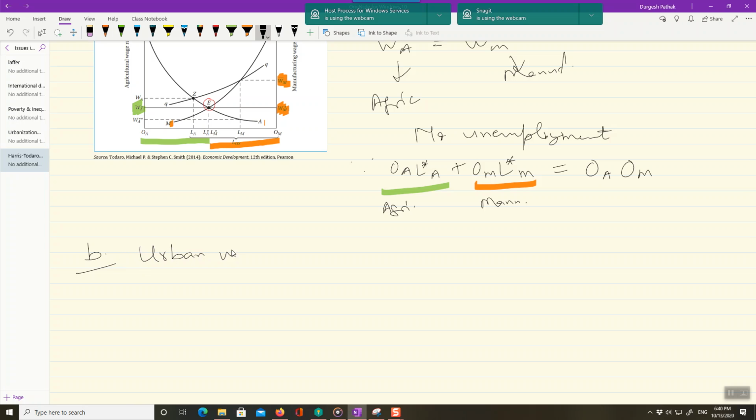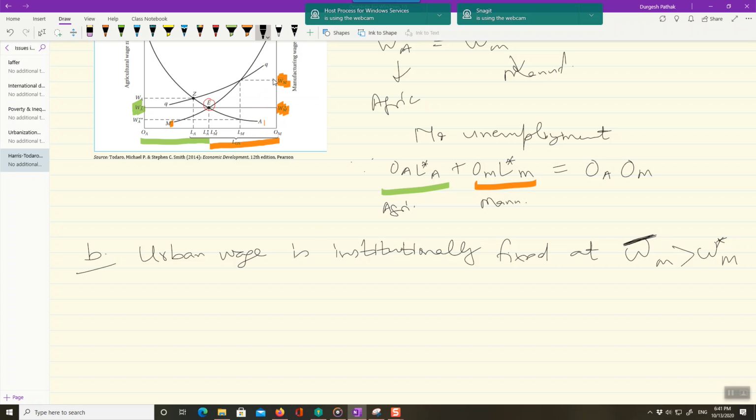Urban wage is institutionally fixed at W bar M, that is greater than W star M. Okay, then what will happen in this situation?